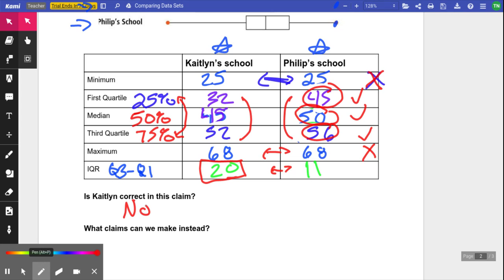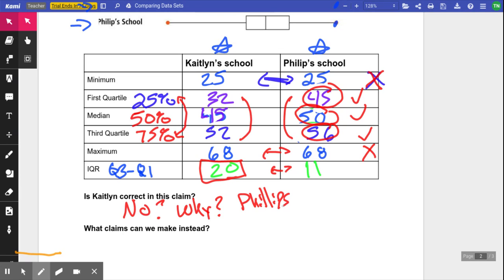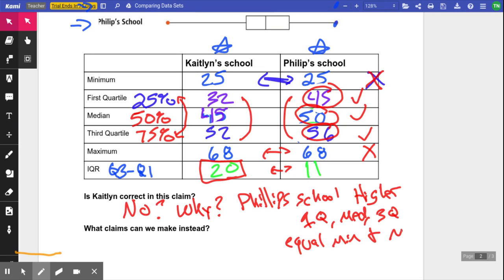We noticed, okay, why? Well, because we noticed that for Philip's school, he has a higher first quartile, higher median, and a higher third quartile, right? And then we also know that they had an equal minimum and maximum. Those are the 5-number summary: the first quartile, the median, the third quartile, the minimum and the maximum. Not a single one of those was Caitlin's school higher. So I don't think she can really at all say that her students raise more money, okay?